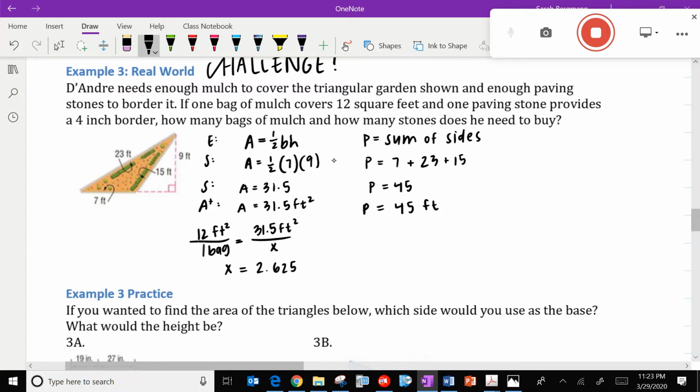Same idea for the stones. Every 4 inches is covered by 1 stone. However, my problem here is that feet and inches are not the same units. So I first need to convert 45 feet into inches by multiplying by 12. So that gives me 540 inches. And I need to figure out how many stones will cover 540 inches. Cross multiply and divide. You should get x is 135.